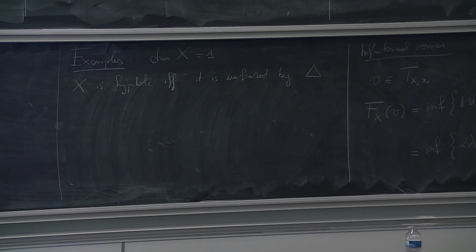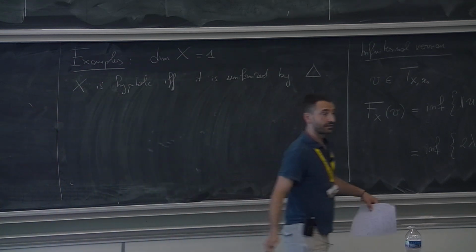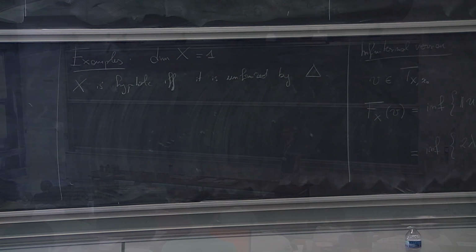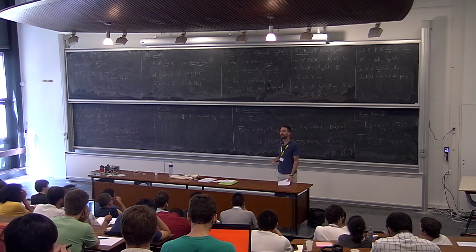Being uniformized by the unit disk means that X does admit a Riemannian metric with constant Gaussian curvature equal to -1. And so if you take this, for instance, in the compact case where the metric is complete, a metric with constant curvature -1. So in dimension 1, X is hyperbolic if and only if it is hyperbolic.